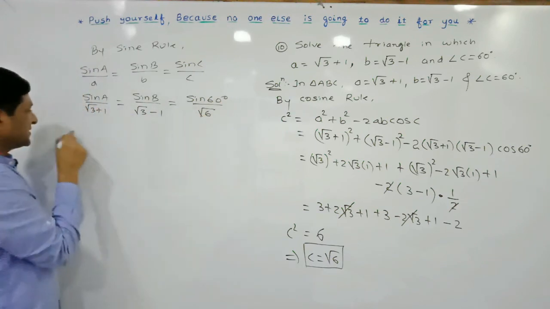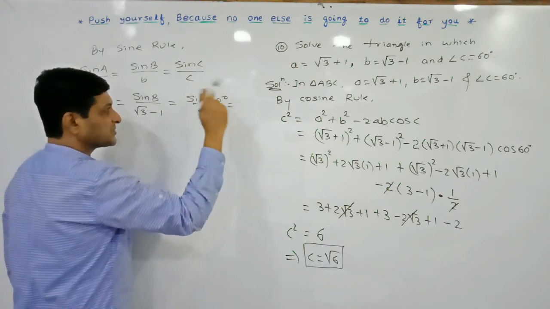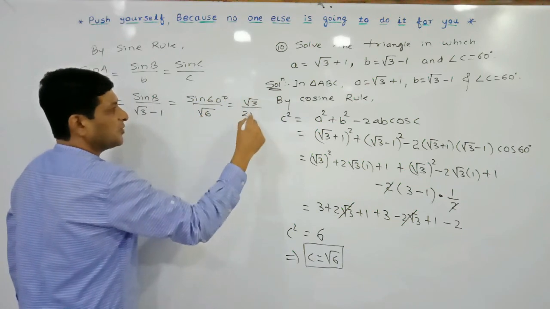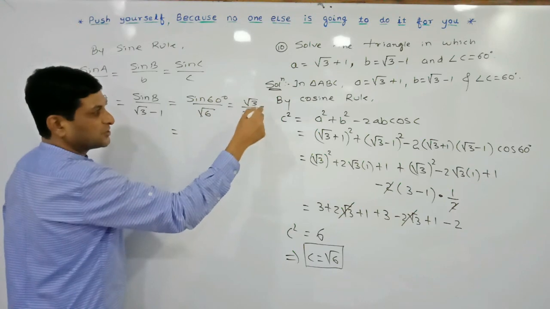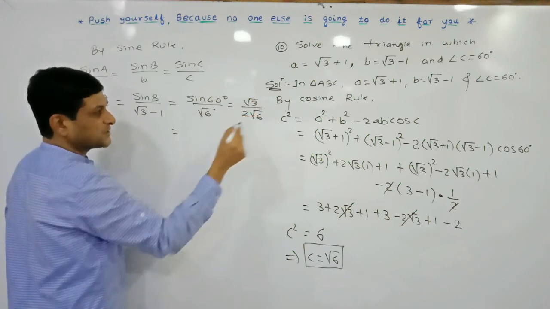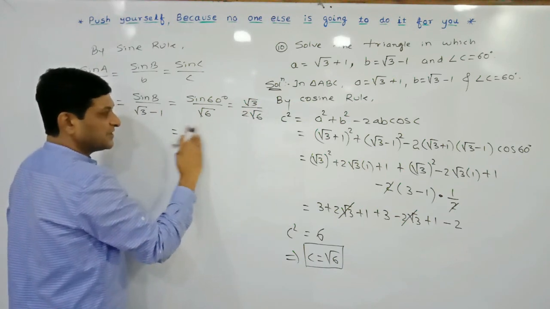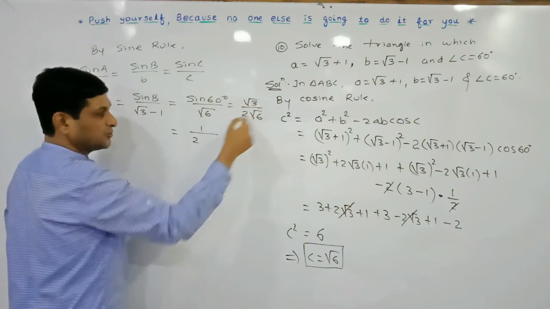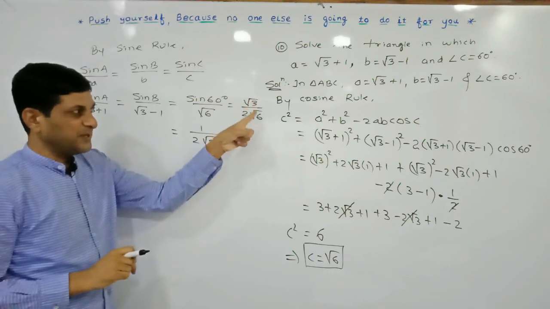Root 6. So here this sine 60 can be replaced by what? Root 3 by 2, and in the denominator root 6, keep it as it is. So which is equal to root 3 ones are root 3 and root 3 twos are root 6. So here what will we get? In the numerator we will get 1, and in the denominator, 3 twos means we will get root 2. We are just simplifying it.